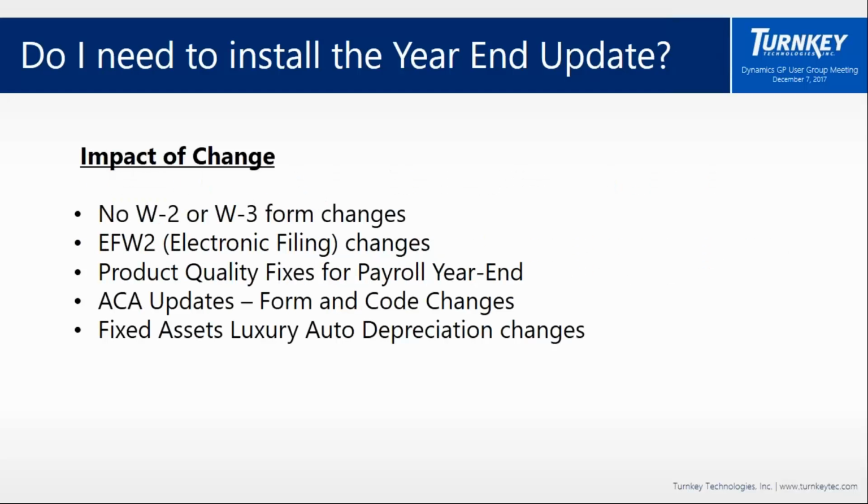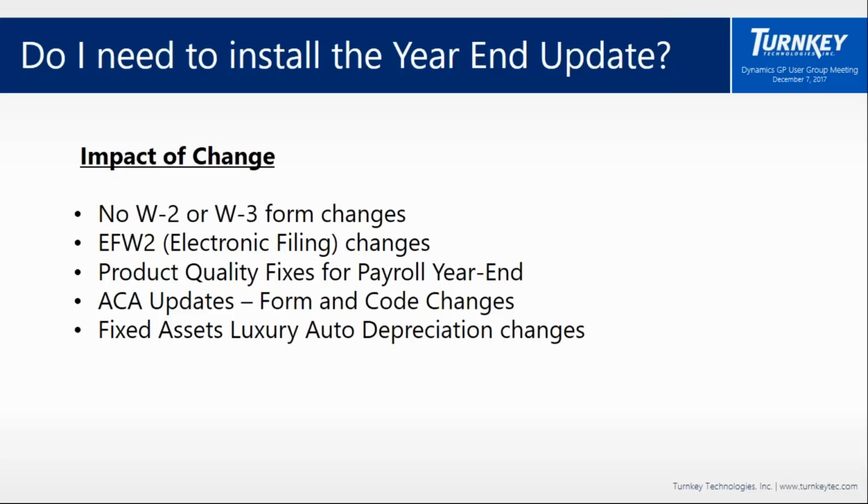Okay, here's some of the changes. No W-2 changes. There are some electronic filing changes if you do use that. There's also some quality fixes again for payroll year-end. As you can see, most of the first four are just all payroll stuff. ACA updates, form and code changes. So if you're required to do ACA, well, if you're doing payroll, you have to do this anyway. So if you're doing ACA, you're already doing payroll.